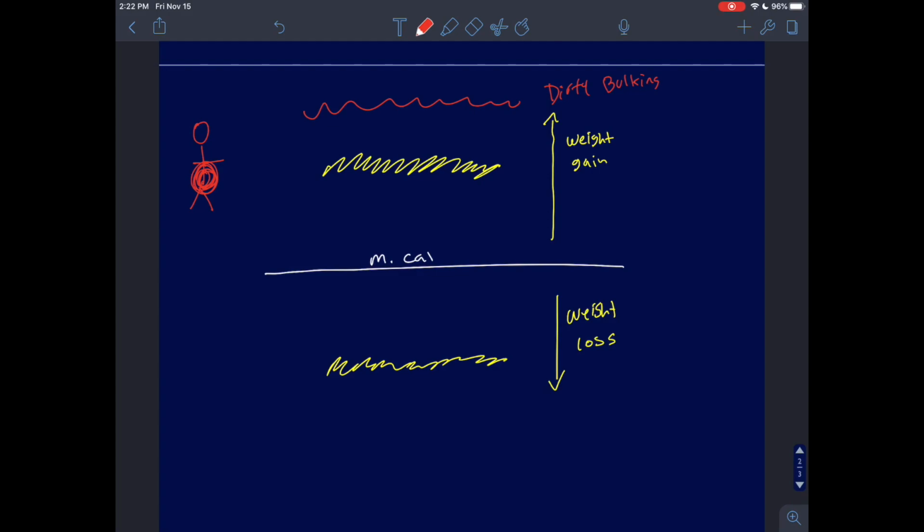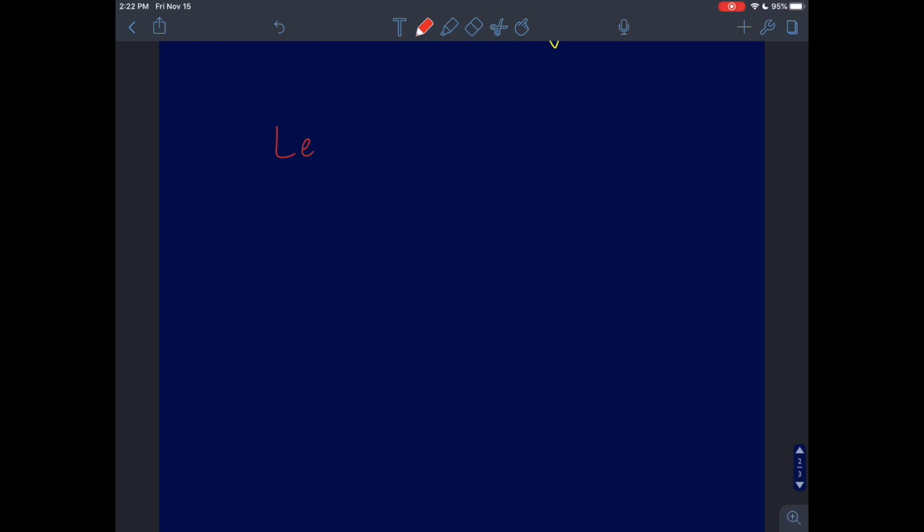You might gain some weight, you might be able to push more weight, but we do not want this to happen. That is a lot of unnecessary fat gain, okay? We want to stick where this red line is. We don't want to go too far above the maintenance calorie line, because lean bulking is all about gaining muscle with minimal fat gain.